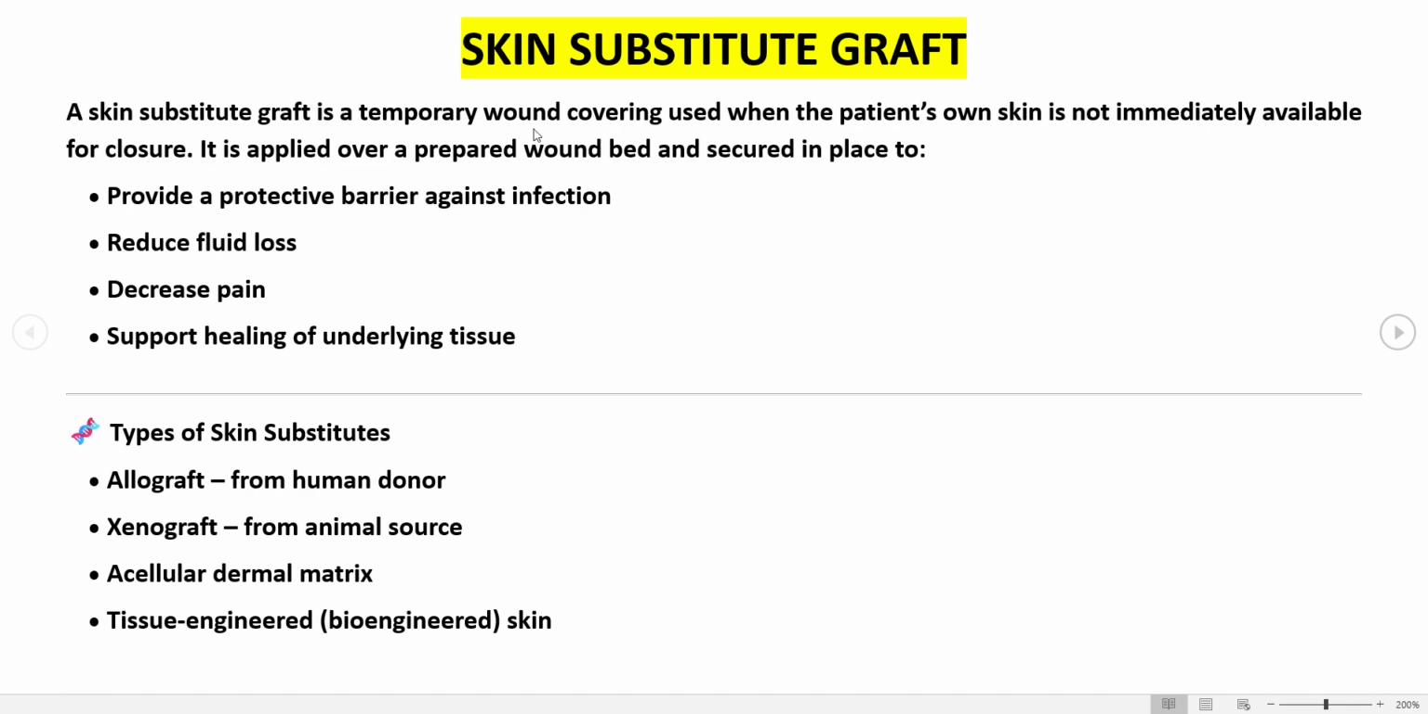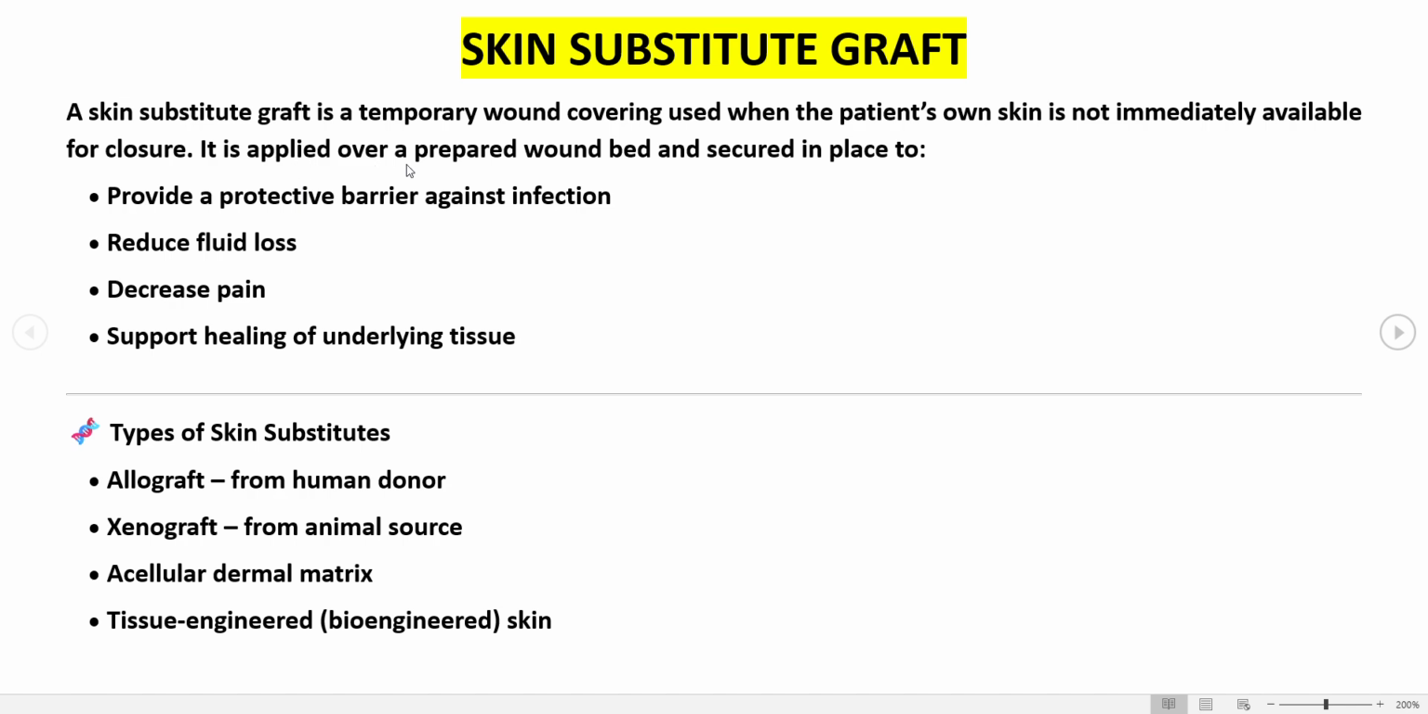In the last class, you learned about the autografts. Today, you will learn about the skin substitute grafts. So, skin substitute grafts are temporary grafts. Whenever the patient's own skin is not available, the physician will opt for a skin substitute graft. So these are actually temporary. He is covering the patient's wound temporarily when the patient's skin is not available.